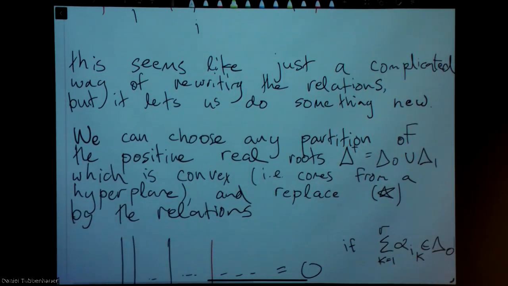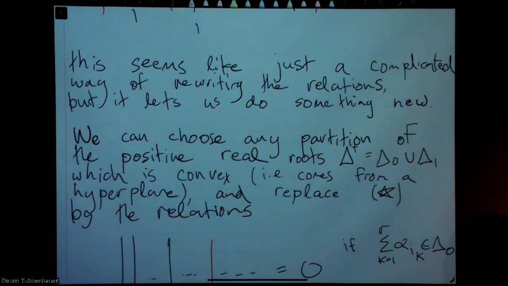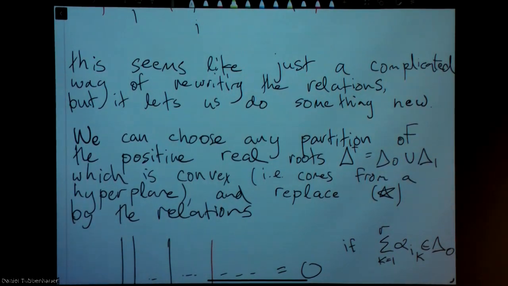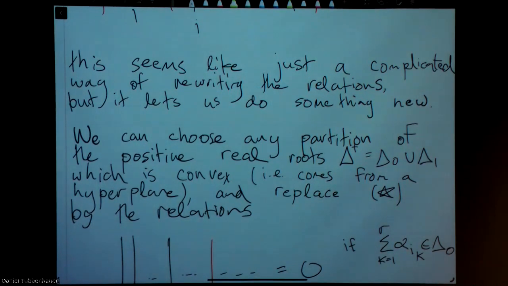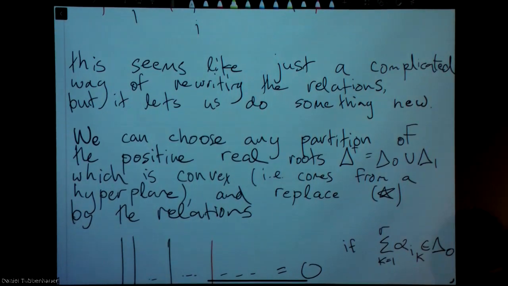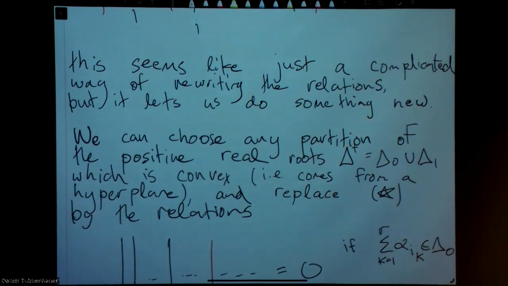All right, this seems like a complicated way of rewriting the relations, but it gives us the chance to do something new. So I'm going to choose a partition of the positive real roots for SLE hat into a set of delta 0 and delta 1. And this is convex. So the easy way to say this is it comes from slicing the positive real roots with a hyperplane, taking all the real roots on one side of the hyperplane and on the other one.